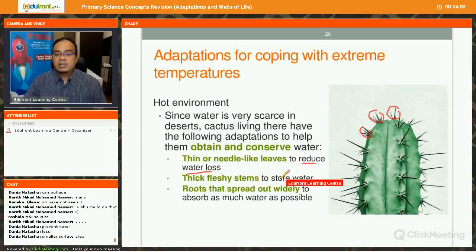This cactus also has a very thick and fleshy stem to store water, and roots that spread out widely to absorb as much water as possible. It has very wide roots that go very deep into the ground so that it can absorb as much water as possible.